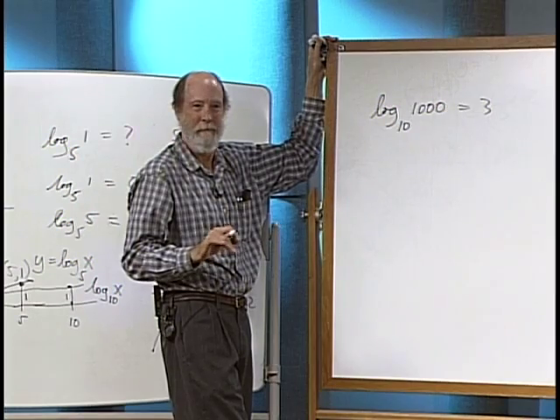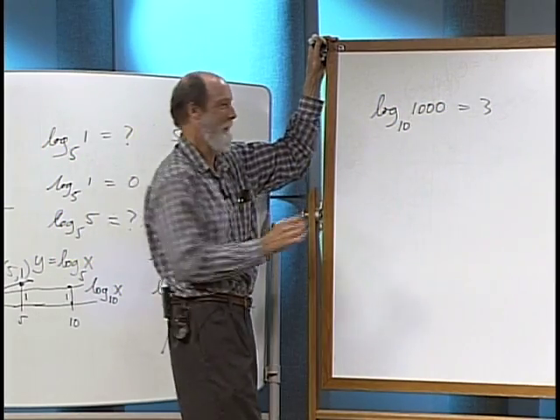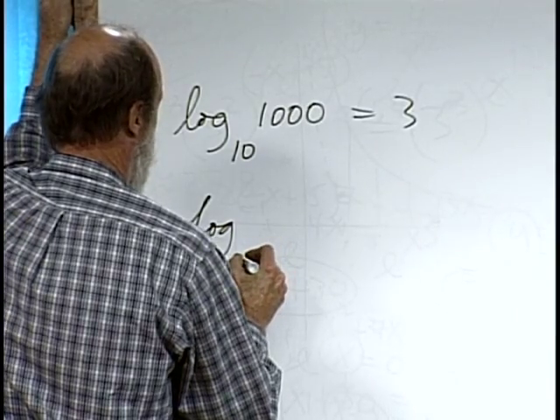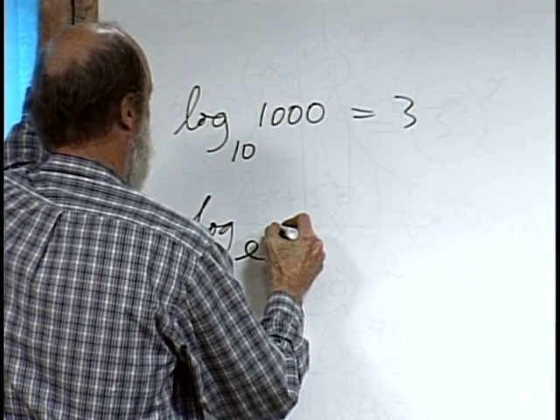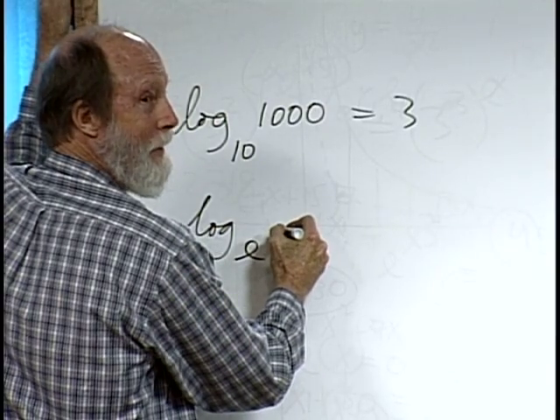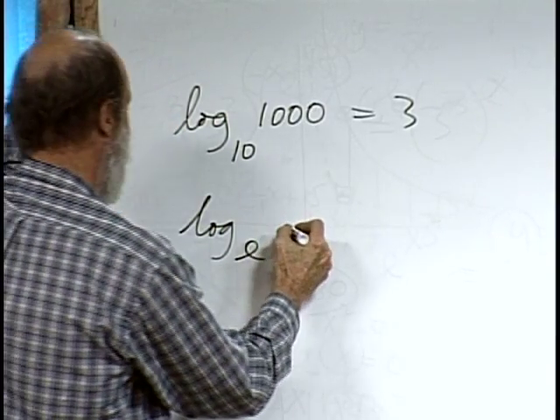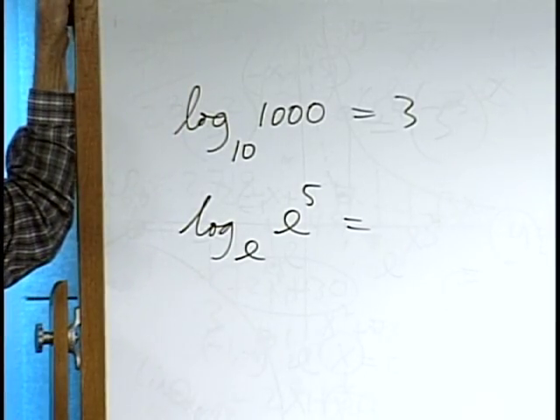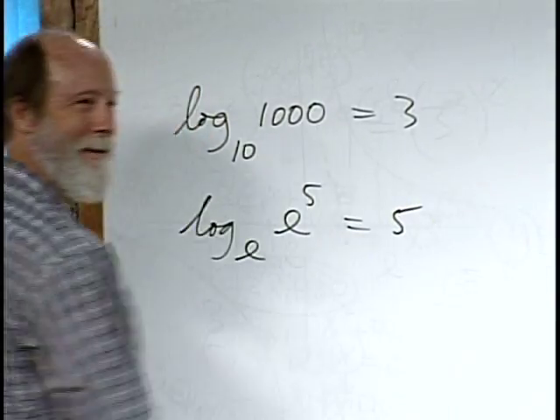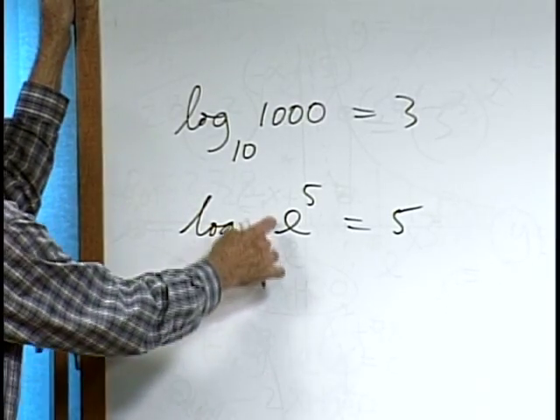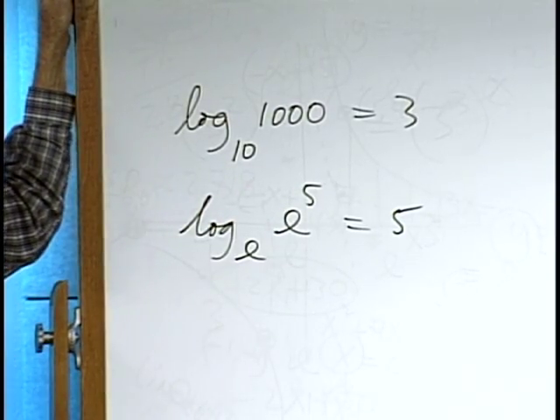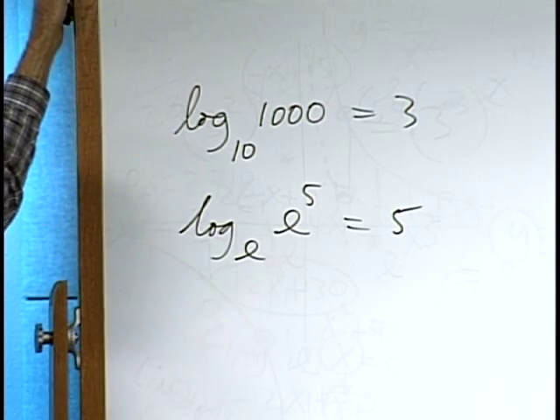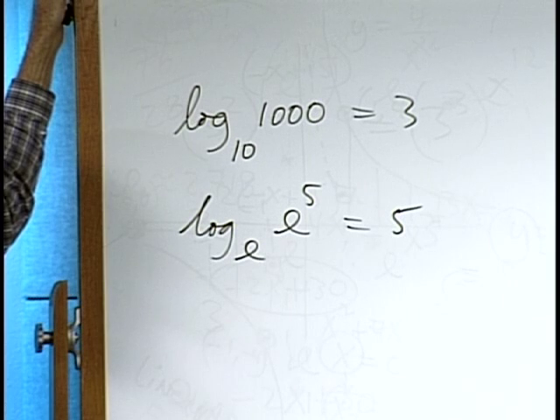Okay. Leah, you want to try one? Sure. Okay. Log base E of, making it more exciting, huh? All right. E to the 5th. Would just be 5. It's 5, right. What's the exponent of E that gives you E to the 5th? Okay. Not too bad, is it? Okay.